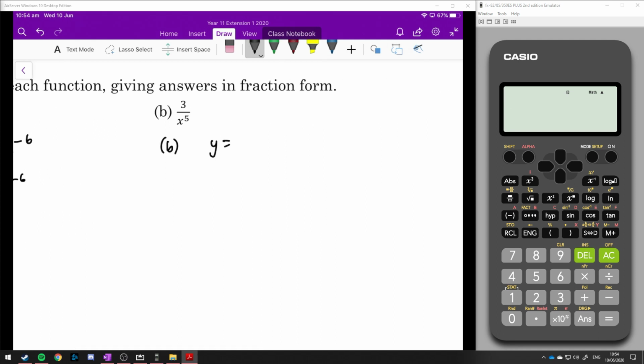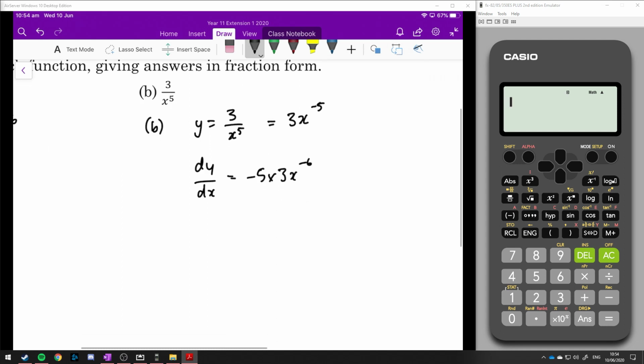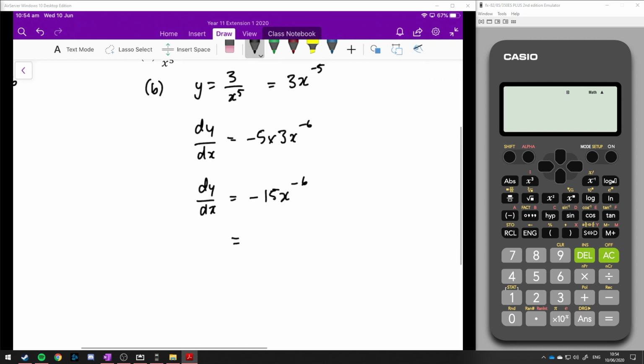Part B. If y is equal to 3 over x to the power of 5, then dy/dx is equal to, I'm going to rewrite this as 3x to the -5. We're going to take negative 5 down the front and get negative 5 times 3x to one less than that. So dy/dx is equal to negative 15x to the -6. And because the power is negative, dy/dx is equal to negative 15 over x to the power of 6, just like we had before. So that's how we differentiate powers with negative indices.